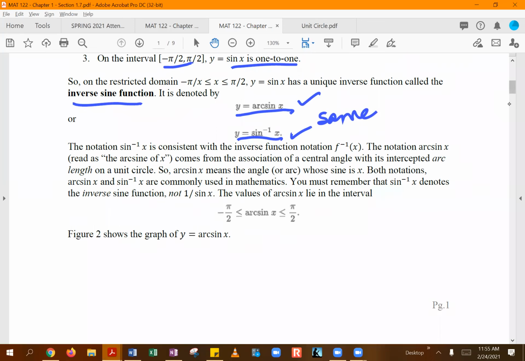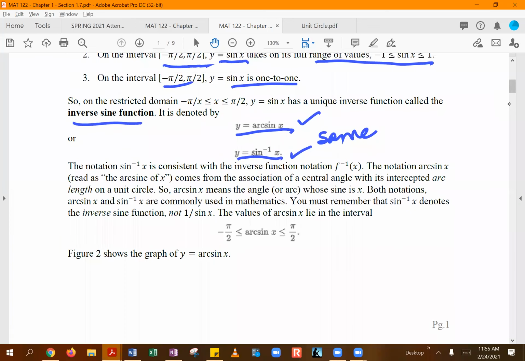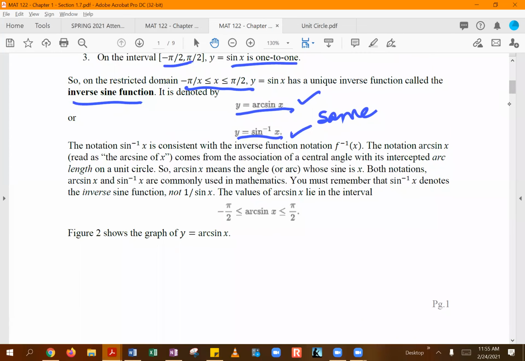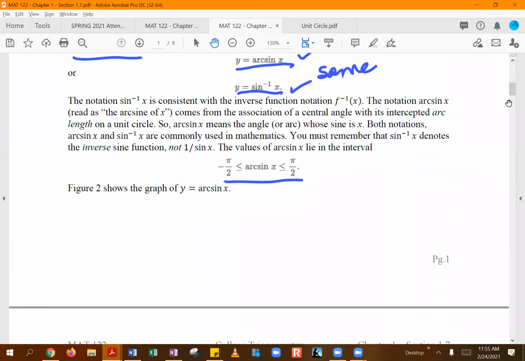So we will actually use both notations just to make sure you get comfortable with both of them. But keep in mind that because we are restricting our domain, this is very, very important when you're working with these inverse trigonometric functions. So that means our arc sine value of x has to stay within -pi/2 to +pi/2.